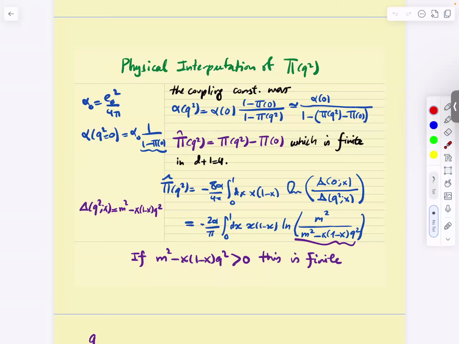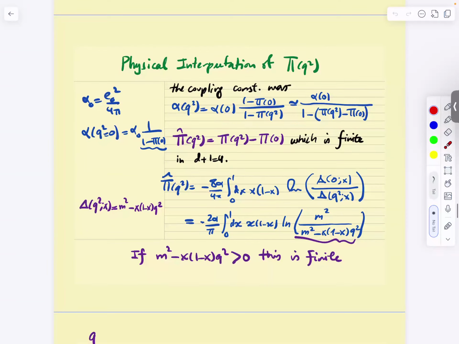Now, you notice something funny happens here. If m squared is larger than x times 1 minus x times q squared, this is finite. Otherwise, we have a little bit of a problem.